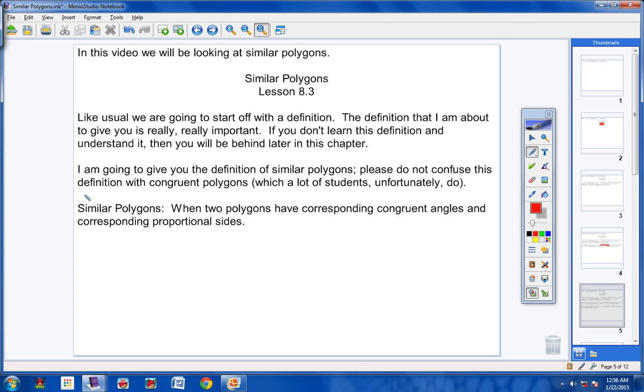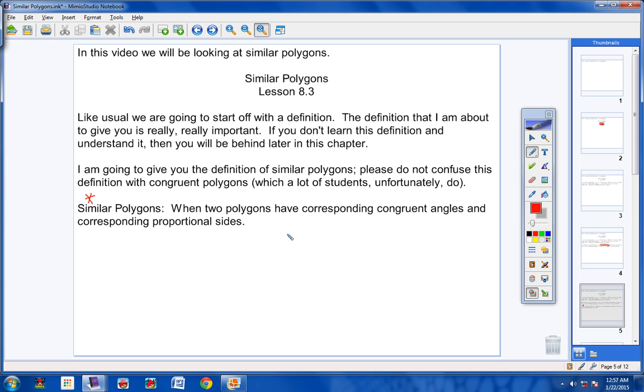Similar polygons. When two polygons have corresponding congruent angles and corresponding proportional sides, then you have similar polygons, okay? So there's two things. And please don't forget this, students. There are two things that must take place for you to have similar polygons.